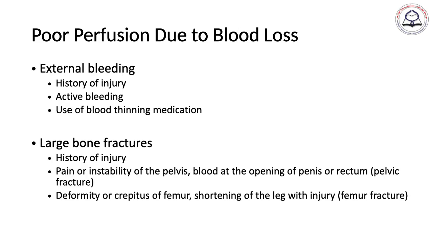Poor perfusion due to blood loss. External bleeding could be from a history of injury or active bleeding, and use of blood thinners puts the patient at risk of bleeding. Large bone fracture: history of injury, pain or instability of the pelvis, blood at the opening of the urethral meatus or in the rectum, deformity or crepitus of the femur, shortening of one leg. All these can indicate femoral fracture.